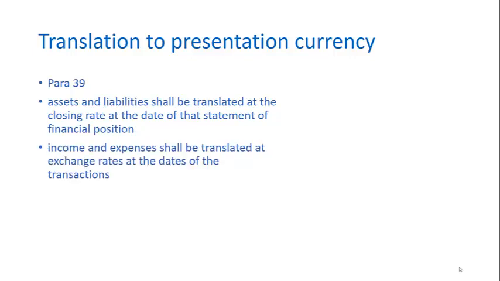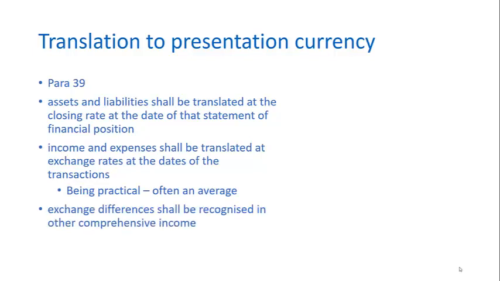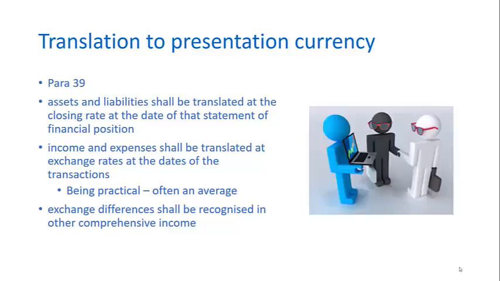Income and expenses shall be translated at the exchange rates applying at the date of the transactions, although practically what most people tend to do is use averages. So that's just an aspect of being practical. Exchange differences are recognised in other comprehensive income. So that's it. It's pretty straightforward. There's not much to be said in relation to accounting for foreign currency translation. It's quite a mechanical process.